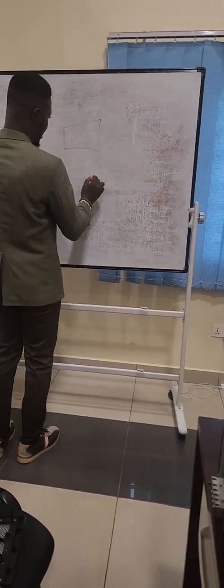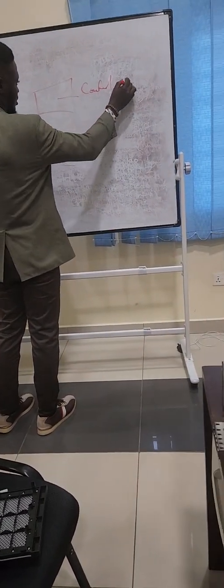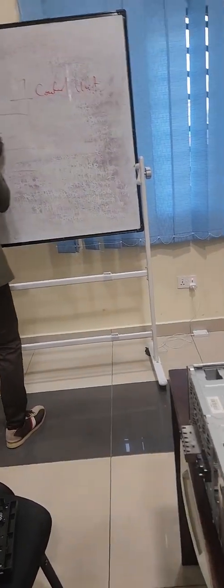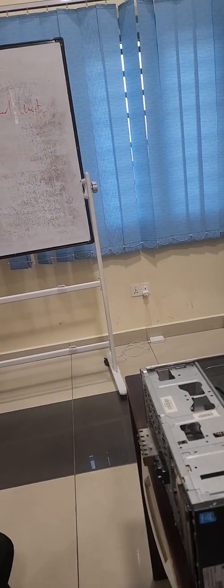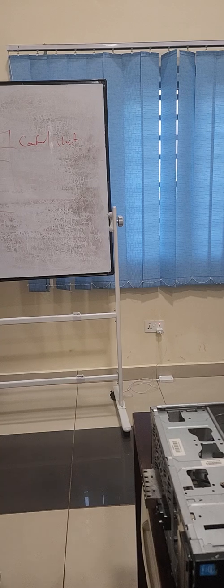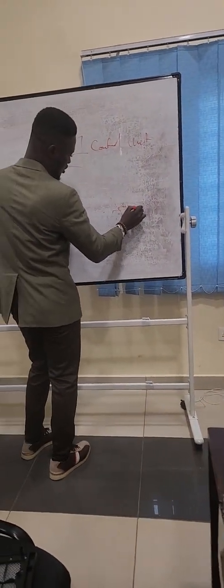It's like these layers. We have the control units, then we have the arithmetic units, then we have the logical units.